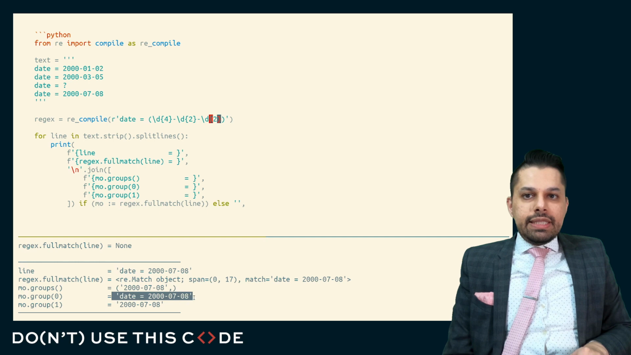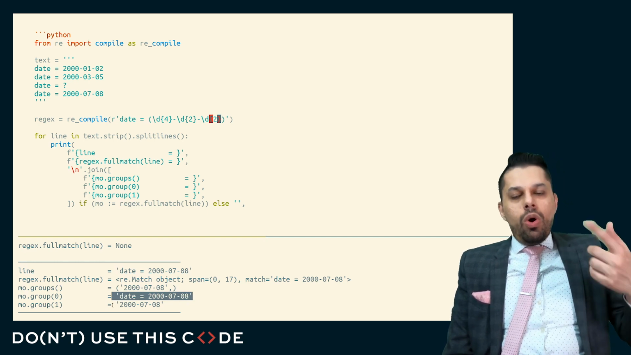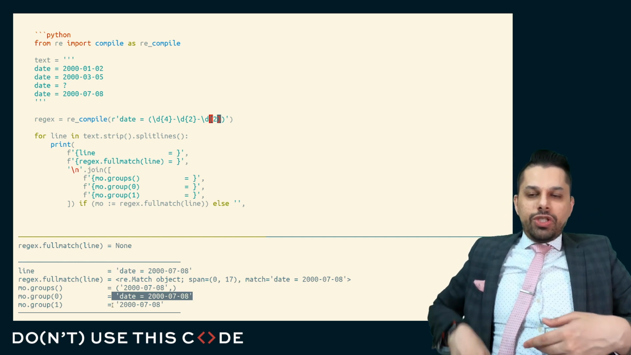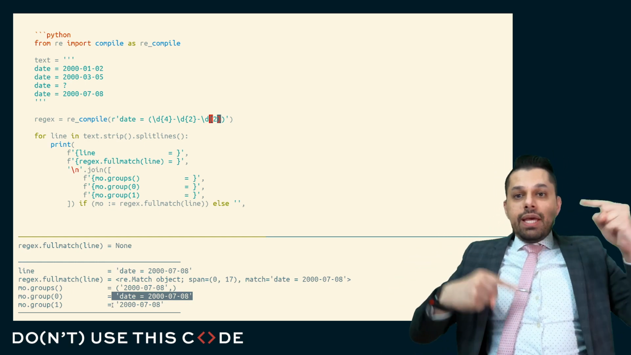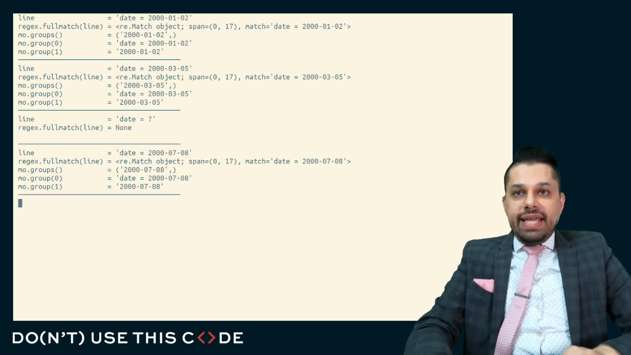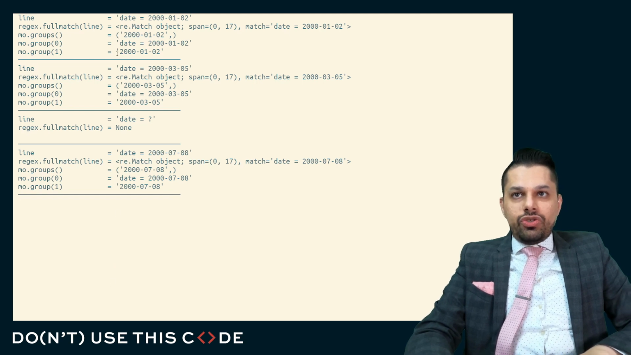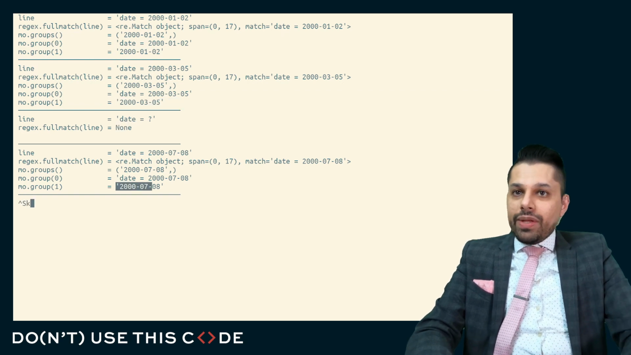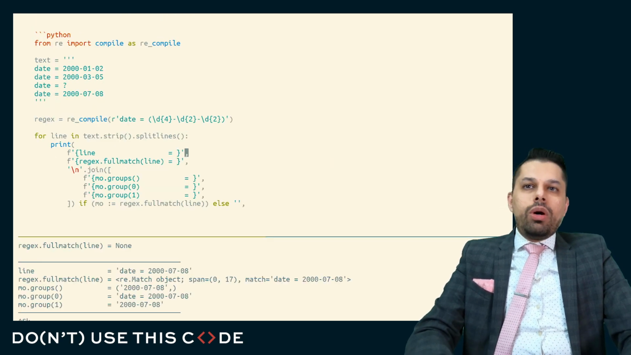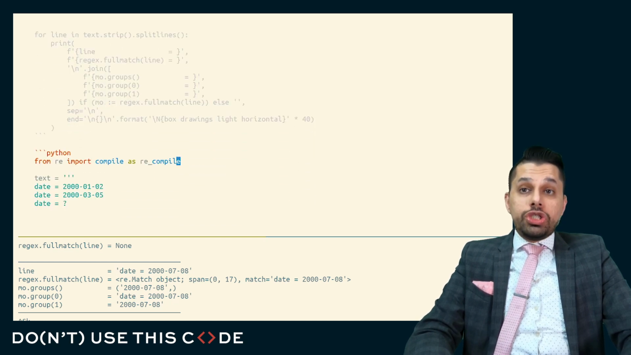Group 0 is the entirety of the match, and group 1 to the end are each one of the numbered matches. And so you can see here, I not only said this line happens to contain a date, but this is the date data that it contained. You can see it extracted the date here, it extracted the date here, it didn't match at all here, and it extracted the date there. Most likely, however, what I want to do is extract the portions of the date.